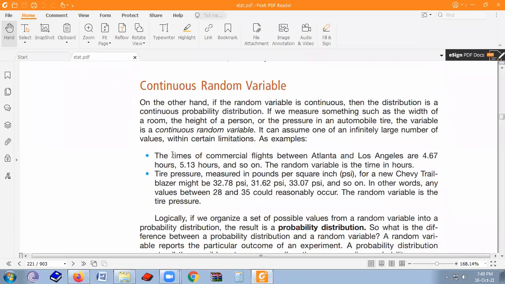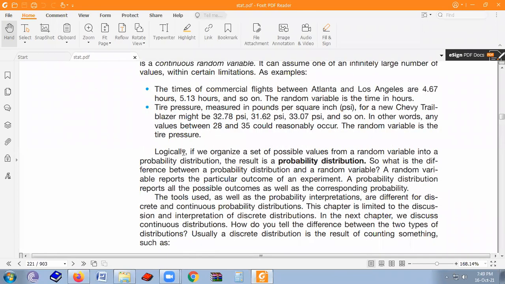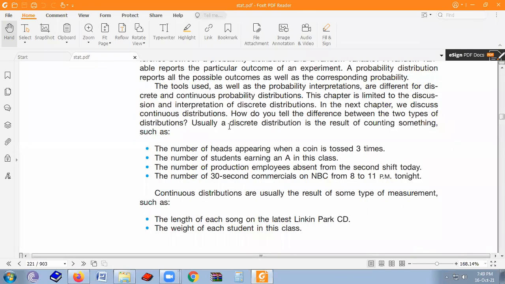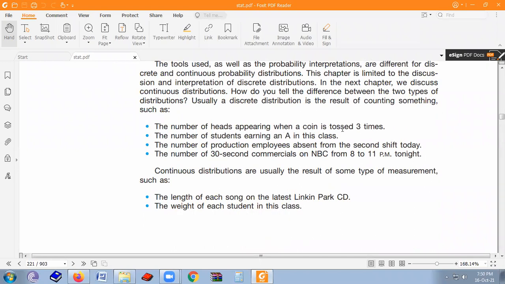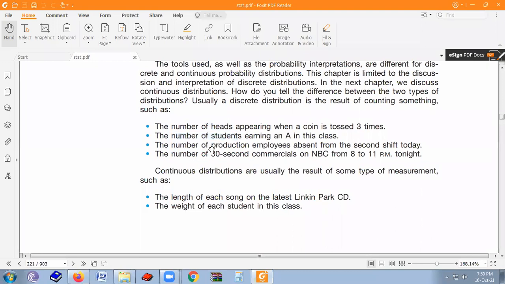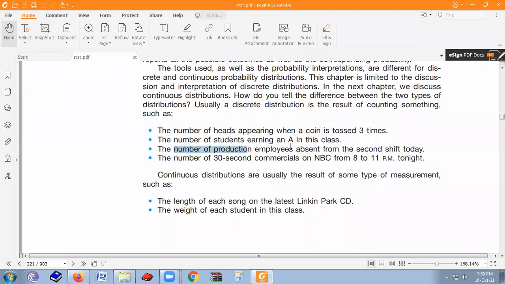Here are some examples of random discrete and continuous variables. For example, the number of heads appearing when a coin is tossed 3 times: the number of heads is a random and discrete variable. Number of students is also discrete. The number of production employees, how many employees there are, is discrete. The number of 30-second commercials is also a discrete variable.